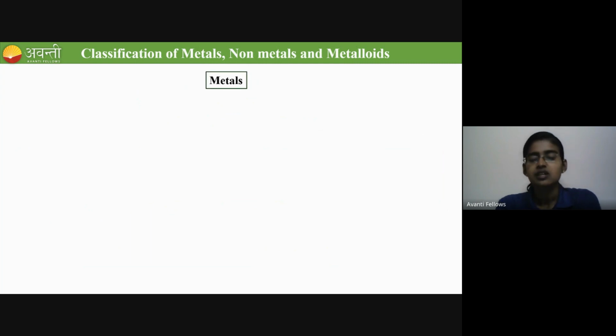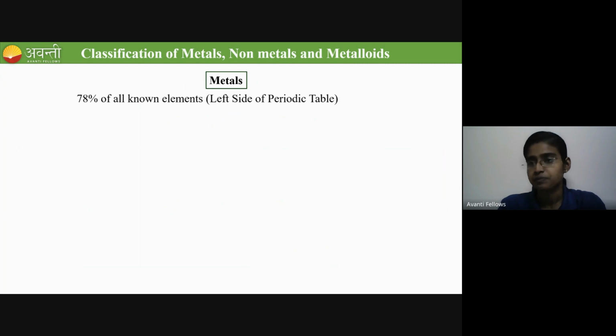Okay. So 78% of all known elements, that is the left side of the periodic table, mostly consist of metals. Okay, metals means, will it be solid or liquid or gas? What is the nature of the metal? Can you tell me the nature of the metal? Will it be a solid thing or liquid or gas? What is the physical state of a metal?